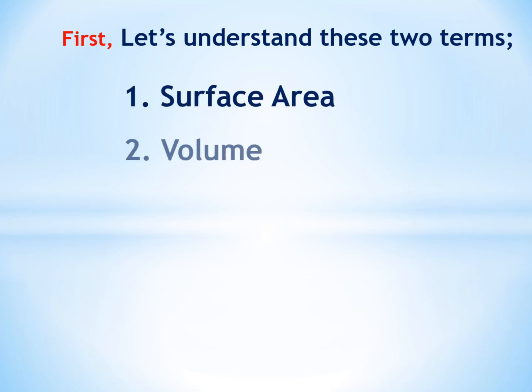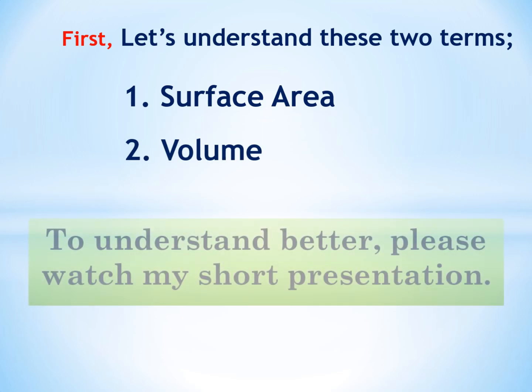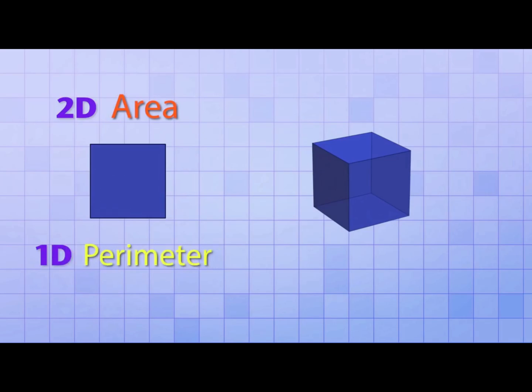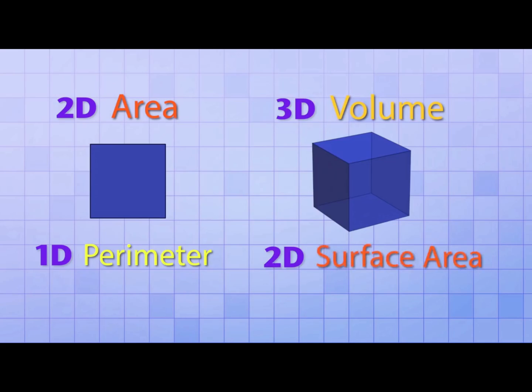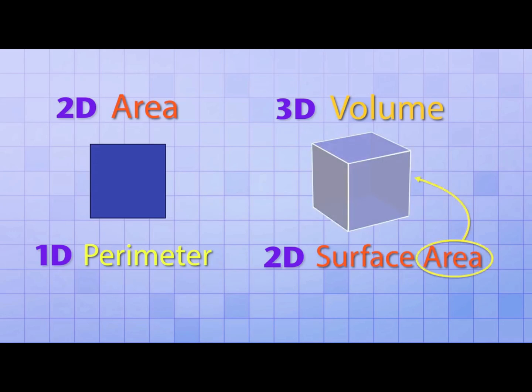First, let's understand these two terms: 1. Surface area. 2. Volume. To understand better, please watch my short presentation. You might remember from your previous topic that 2D shapes have both a 2D quantity called area and a 1D quantity called perimeter. In a similar way, 3D objects have both a 3D quantity called volume and a 2D quantity called surface area. Surface area is the area of the object's outer surface or shell.